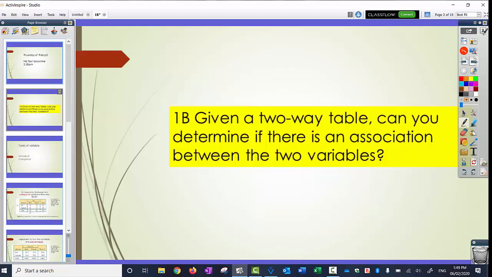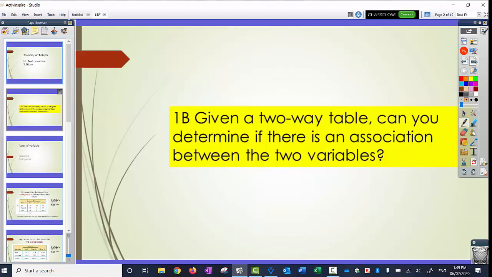Our learning intention is to be able to determine an association between two variables on something called a two-way table. Met the term two-way tables before? Well, I'll make sure that you know what they are, and also what I mean by association, and also what I mean by variables. In fact, we're going to start talking about variables because they're the first thing that we need to understand. So take notes.